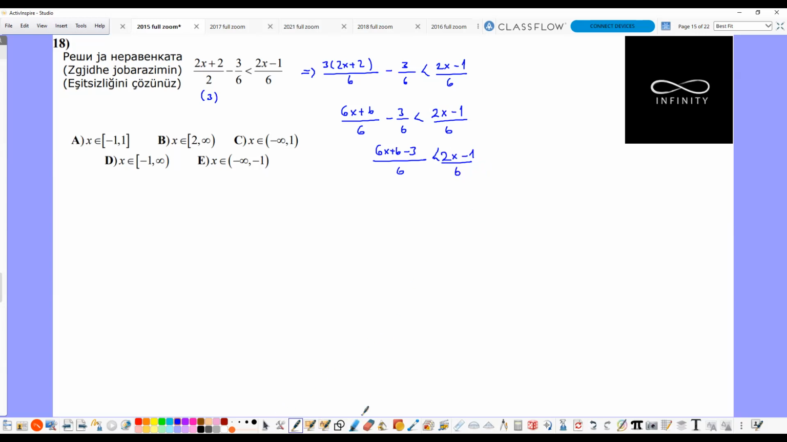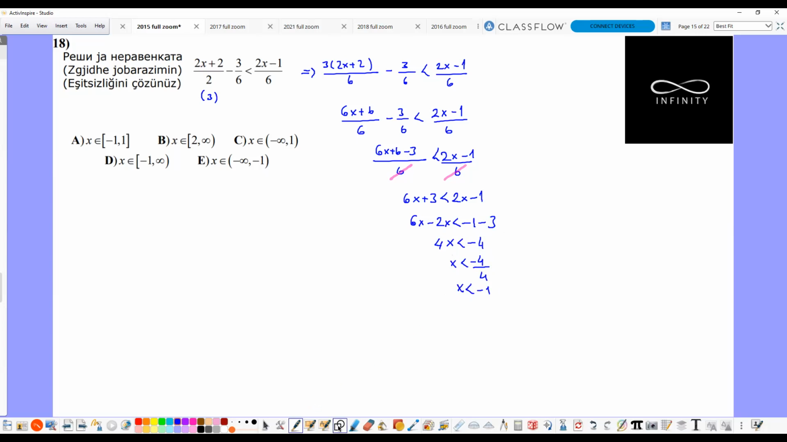Since this is a linear inequality, you can simplify the denominators like this if they are the same. So 6x plus 6 minus 3, which is 6x plus 3, less or equal to 2x minus 1. Here, like in an equation, you can send the 2x to this side, and minus 3 to that side, so 6x minus 2x less or equal to minus 1 minus 3. It's going to be 4x less or equal to minus 4, x less or equal to minus 4 over 4, x less or equal to minus 1.